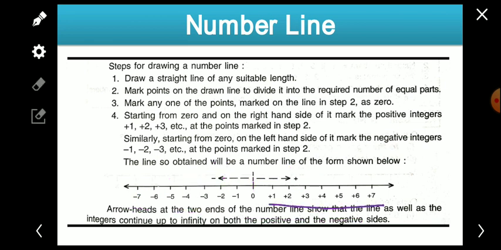Okay, as you can see here, plus 1, plus 2, plus 3, plus 4, plus 5, plus 6, plus 7, and so on. It depends upon your requirement. If plus 8, plus 9, plus 10 are required, then you can write. Okay, no harm is there. And on the left side, minus 1, minus 2, like this.